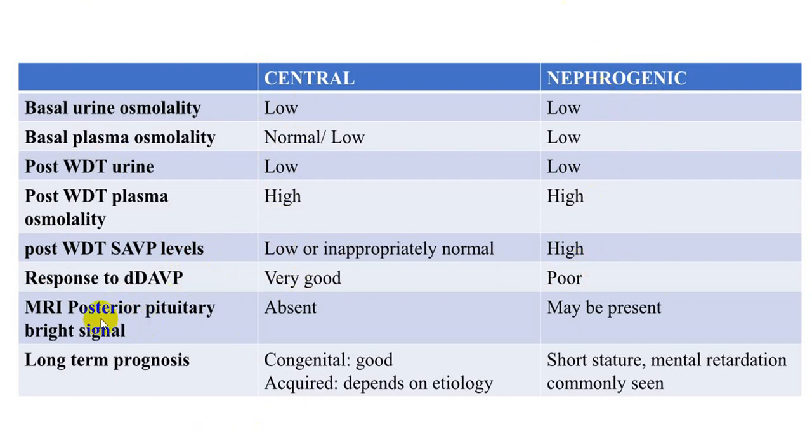If you do an MRI for the posterior pituitary in the central variety, you will see that the posterior pituitary is damaged, or there is an absence of the posterior pituitary gland, while here the posterior pituitary gland will be normal. Long-term prognosis is usually good in the central variety if congenital, and among acquired depends upon the etiology, while in the nephrogenic variety it will depend upon the response to treatment. In a congenital variety of nephrogenic, usually the person has short stature and is mentally retarded, which is very common.